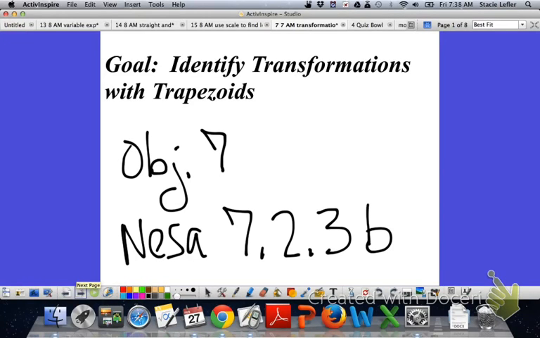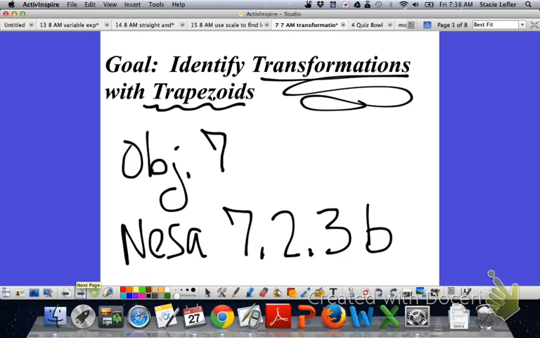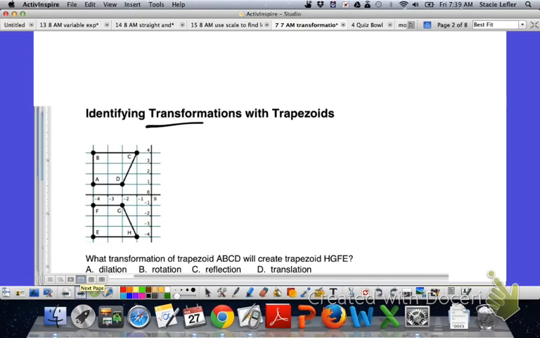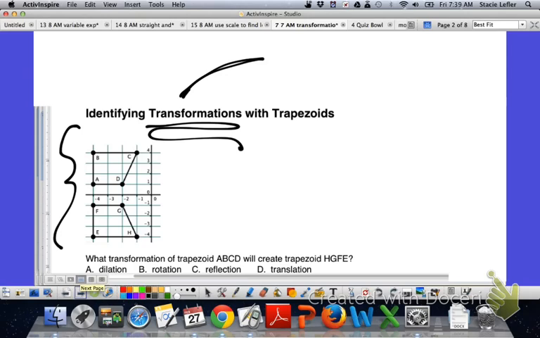So today we're going to identify transformations, and we're going to look at what happens when we transform a trapezoid in some way on a coordinate plane. Here's an example of a transformation. A transformation is a change in some way, like the Transformers from the movie, they can change from a robot to a car. Here we have a trapezoid that is undergoing a transformation.